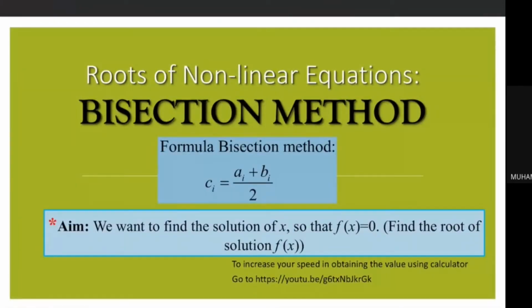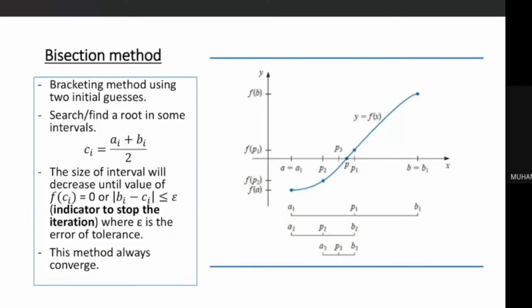Next we move to the bisection method. Remember we want to find the solution when f(x) equal to 0. We want to find x. The bisection method uses the bracketing method. We start with two initial guesses, say a and b.